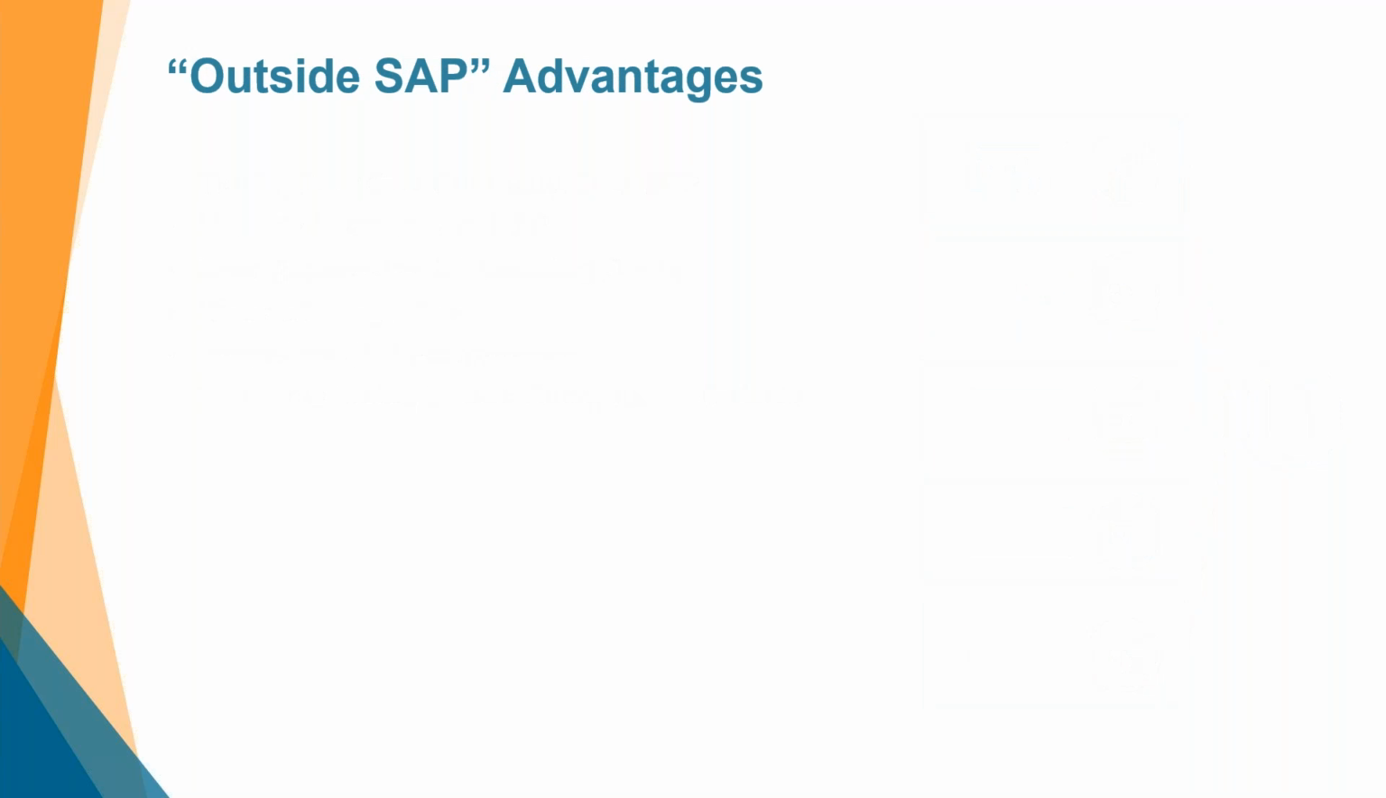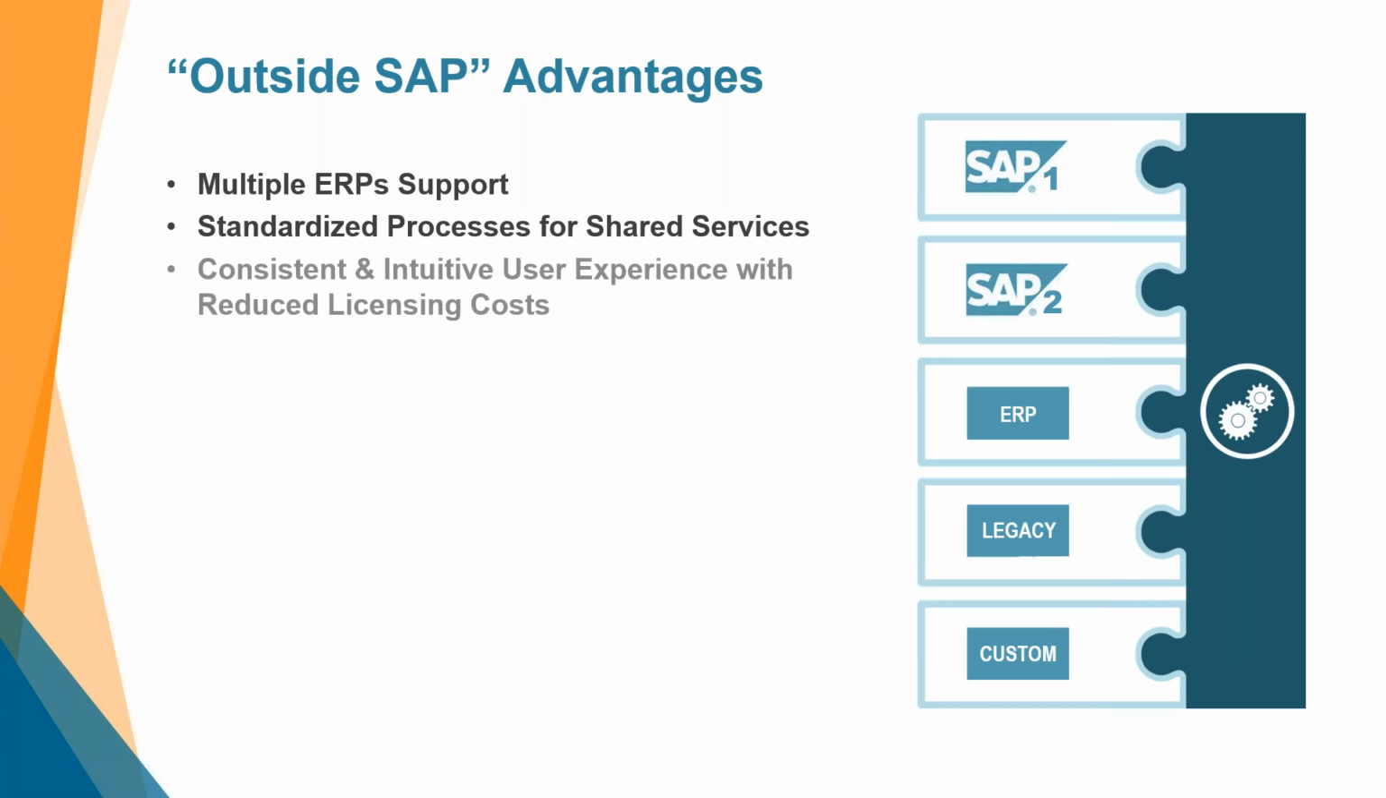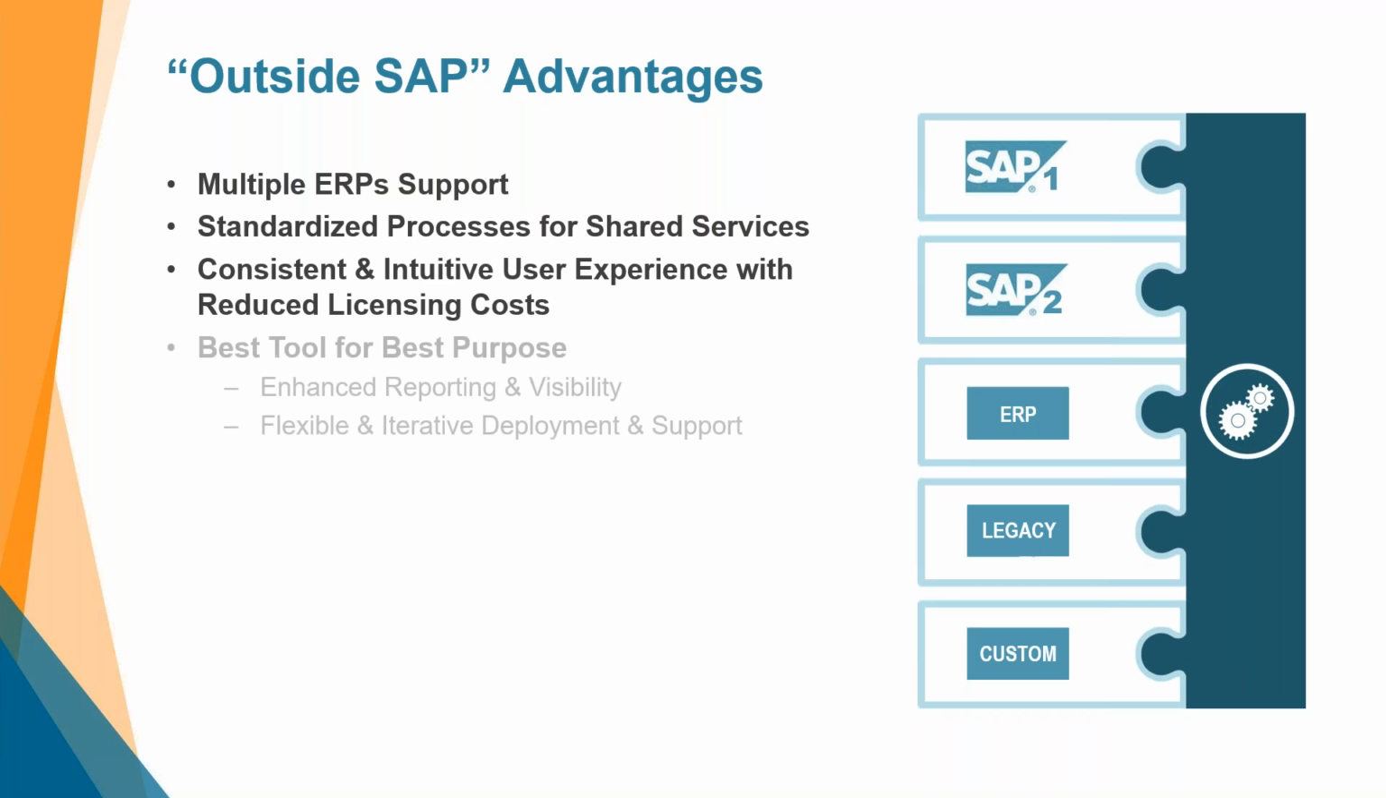So this is why many companies ultimately choose option 2, an outside SAP approach for automated AP workflow. This outside SAP approach provides a number of advantages. Simply, a single workflow tool can support multiple SAP instances and multiple legacy ERPs. This approach provides a more standardized process and controls for accounts payable departments and shared services. And regardless of the back-end ERP, a single workflow tool will provide a consistent and intuitive user experience for those approvers and remote and mobile workers, and keep them out of SAP and reduce your licensing costs for your ERP.